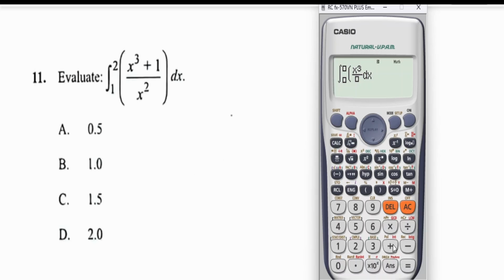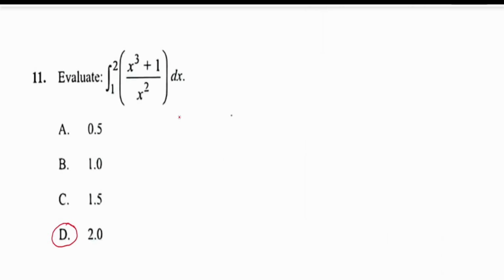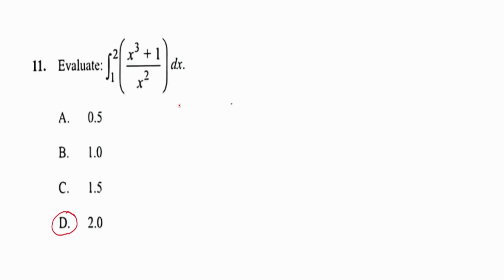Then I bring the plus 1 all over. So I use the down key, alpha x squared here. Then I use the forward arrow key. I close my parentheses, and I come back to the down limit, which is 1. And then I move the cursor up and put 2 here, and I press equal to, and that gives me 2, which is the same as option D, 2.0. So I'm not going to do anything else. I just choose my correct answer, 2.0 here, option D.